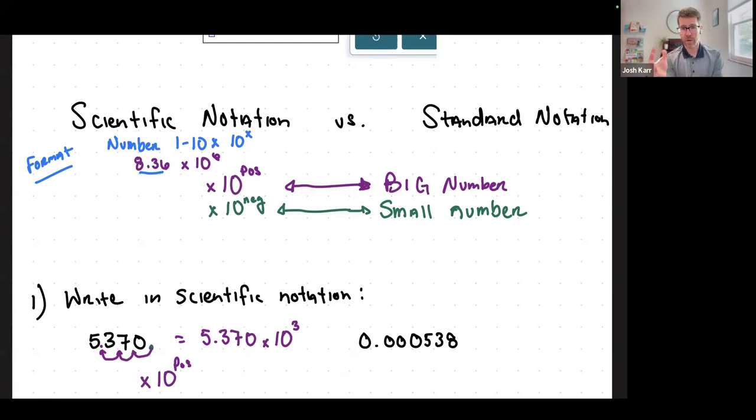We have a decimal over here, 0.000538. Is that a small number? Big number? It's a small number. So our answer should be 10 to a negative exponent. We want to create a small number.